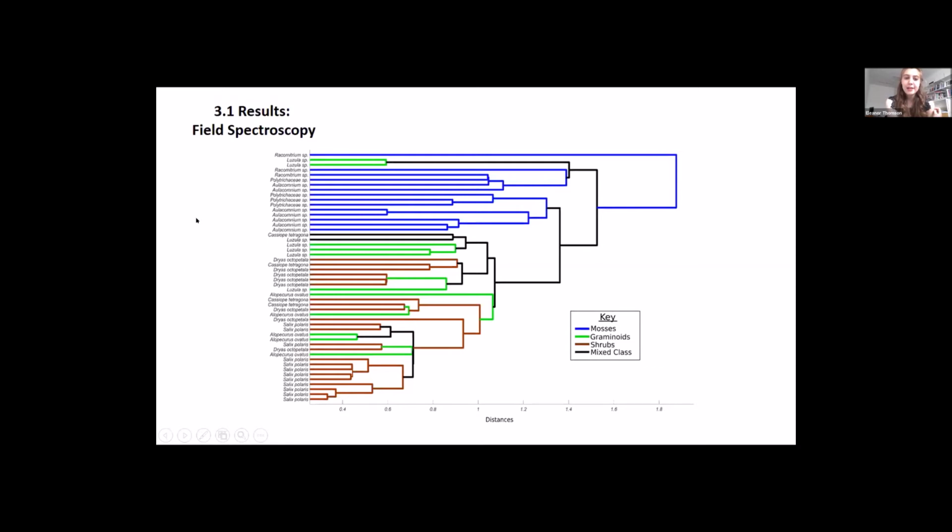We performed a cluster analysis with these spectral curves, and you can see here that all the mosses are pretty much clustered together up here. We also had some very tight clustering of Salix and some of Luzula as well, whereas Dryas and Cassiope were a bit more confused in their clustering.